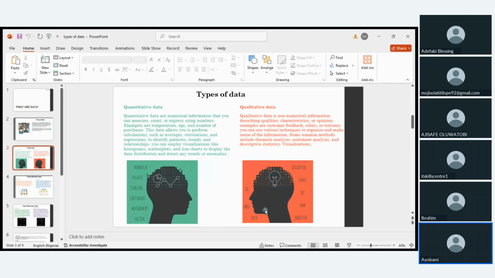So basically, there are two types of data. We have quantitative data and we have qualitative data. Now, on the first slide, I said there are four of them. Yes, there are four, but those four are grouped under these two. We have two under quantitative data and two under qualitative data. So that was not entirely wrong. In the end, we have four.